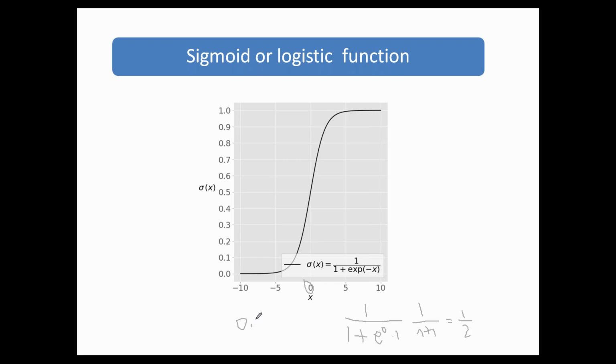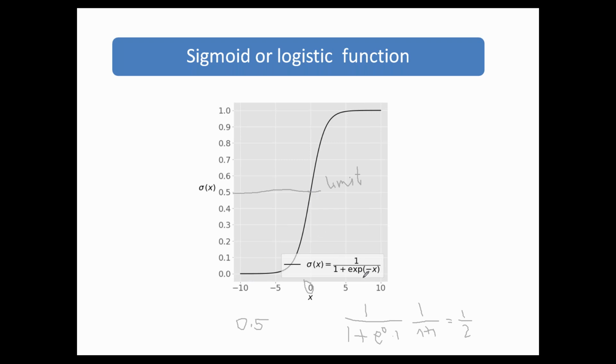So for this function, when x is equal to 0, the sigma of x will be 0.5. This is called the indecision or verge of the decision. It is the limit of decision. So 0.5 means we cannot say whether the output is 1 or 0. You cannot say which class it belongs to when it is 0.5.